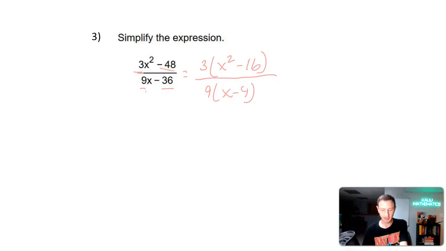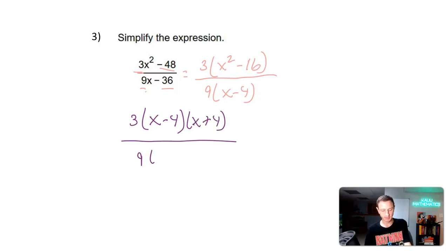Just because you factored the top, factor out a 3, doesn't mean that you're done factoring. You can continue to factor if it's possible. And I have this x squared minus 16. This is a difference of 2 squares. So I'm going to factor the difference of 2 squares now. So I'll have 3 times x minus 4 times x plus 4 all over 9 times x minus 4.